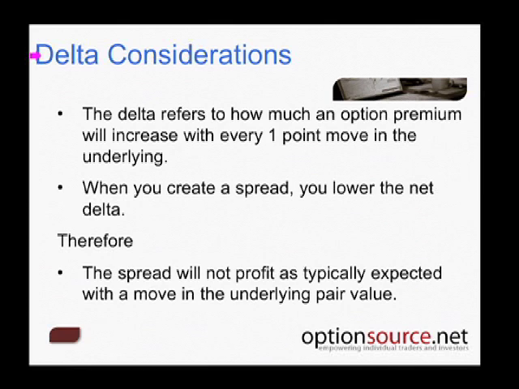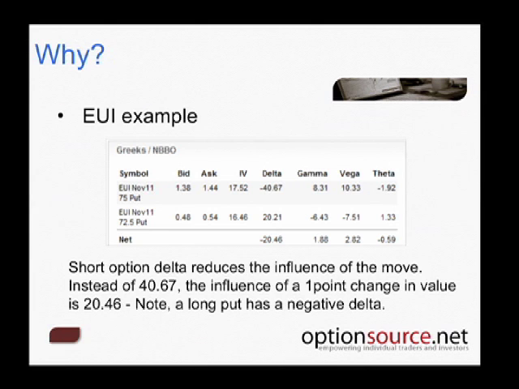So what I want to look at here is we also have to consider the delta of the net position as well. The delta of the option contract refers to how much an option premium will increase with every 1 point move in the underlying security. So what happens is when we create a spread, we actually lower the net delta as well. So the spread will not profit as typically expected with the move in the underlying pair value.